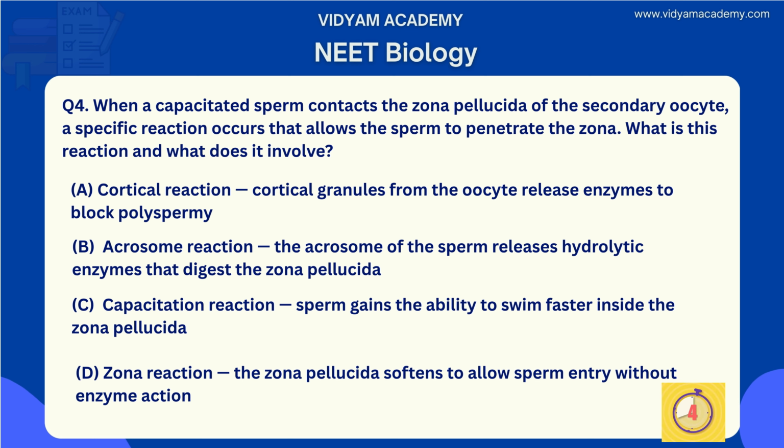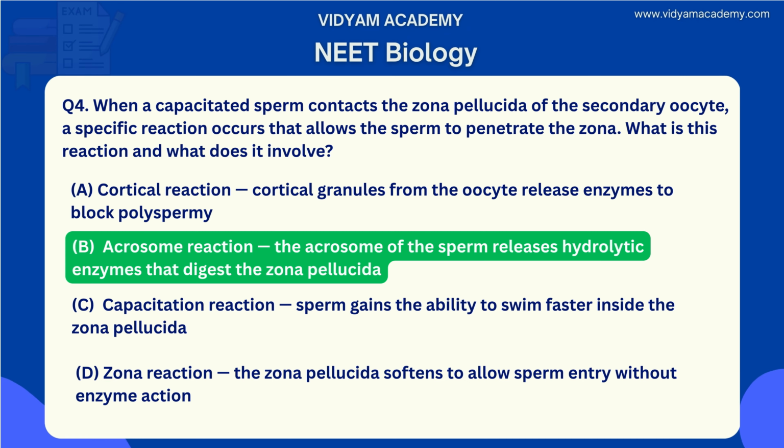Can you guess the right answer? Yes, the answer is B. Acrosome reaction. The acrosome of the sperm releases hydrolytic enzymes that digest the zona pellucida. Why and how? Let's see the explanation.